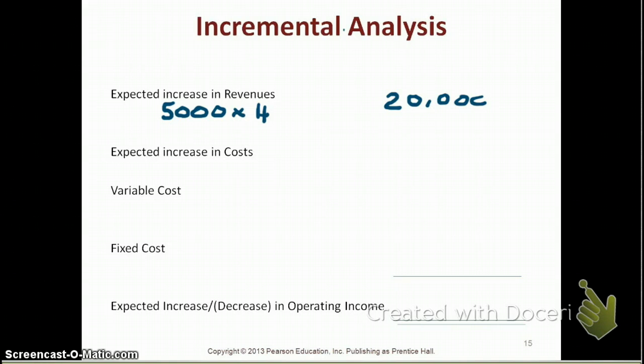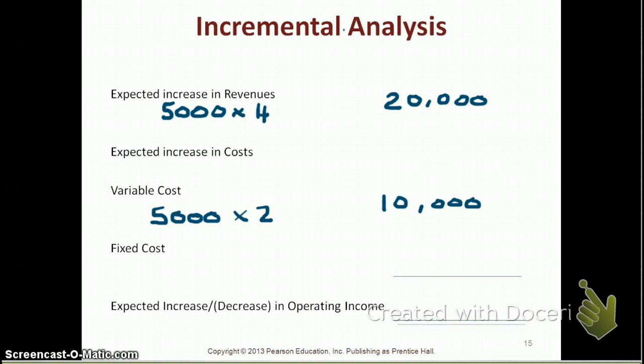You know that they want 5,000 necklaces at $4 each. Therefore, the expected increase in revenues will be $20,000. Next, we need to look at what expected increase in costs are. We know that the variable cost will increase for every necklace they produced, and the variable cost per unit is $2 per necklace. So we know that our variable cost increase is going to be 5,000 times 2, which is $10,000.